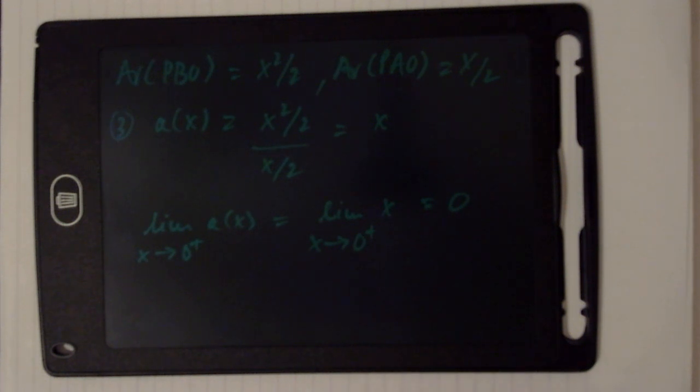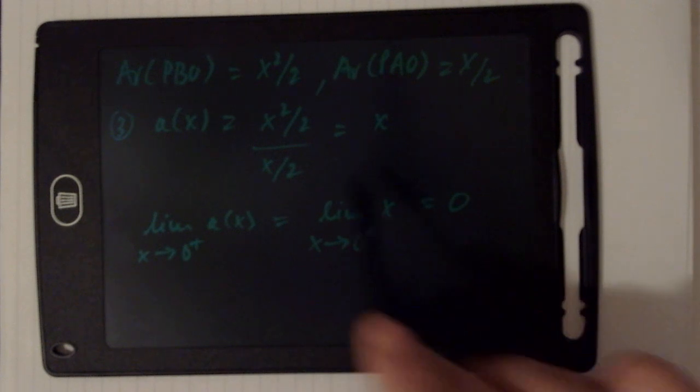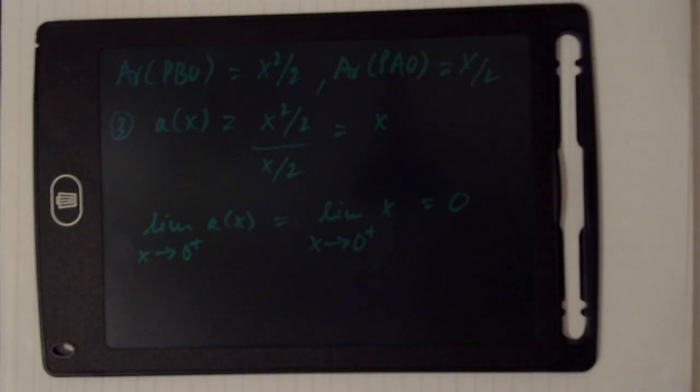There is a table here, which is asking you to plug in different values of x into the areas for this triangle and even a of x, but it's pretty manual. I'll let you do that.